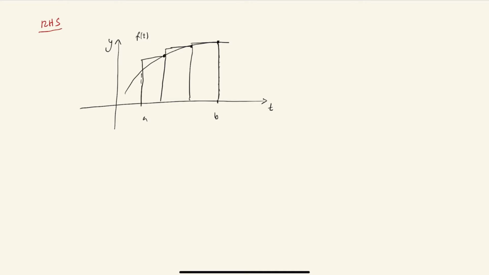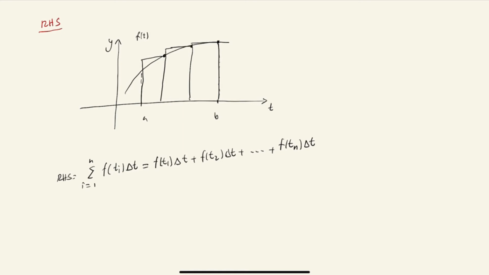Now this is the summation notation for the right-hand sum. We can see that sigma going from i equals 1 to n of the function of t i multiplied by delta t. We expand that term: it's f of t1 multiplied by delta t, plus f of t2 multiplied by delta t, and the last term is f of t n multiplied by delta t.